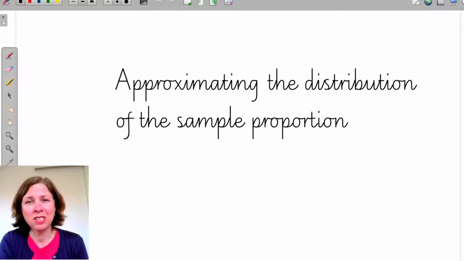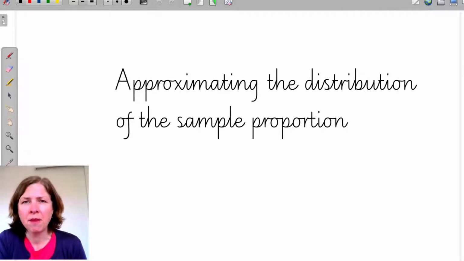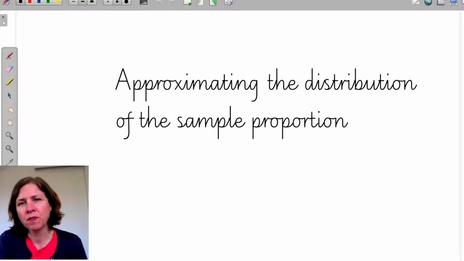Now that word approximating, we've seen that before when we looked at the binomial distribution being approximately normal when n was very large. And we've got a similar situation here. When we're taking samples, in reality, two things usually happen. First of all, we usually have a constant value of p, the population proportion. We don't often take samples when our population is small. We examined that in order to explore the theory behind the way this works.